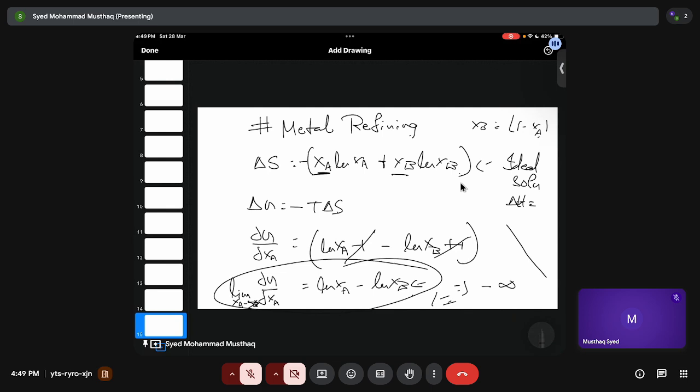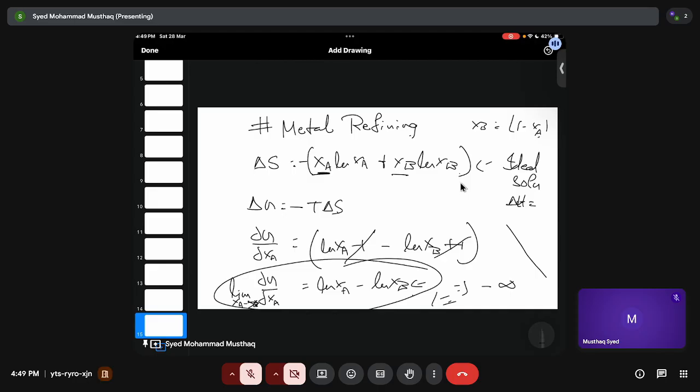And the lower the impurity, the higher will be the current carrying conduction. The conductivity will be very high. So the higher the impurities, the conductivity will drop. So that's how the purity defines your cost.